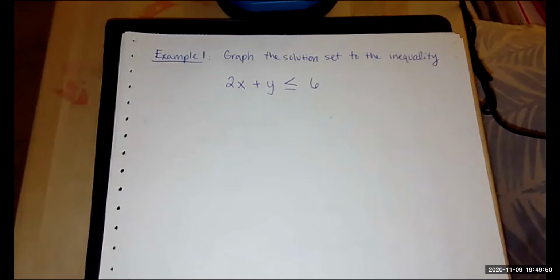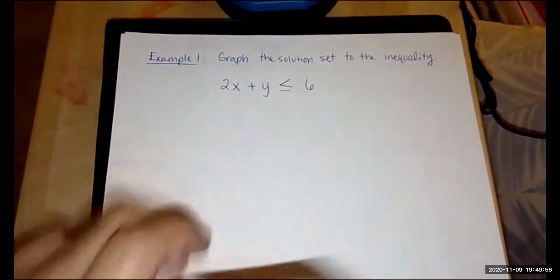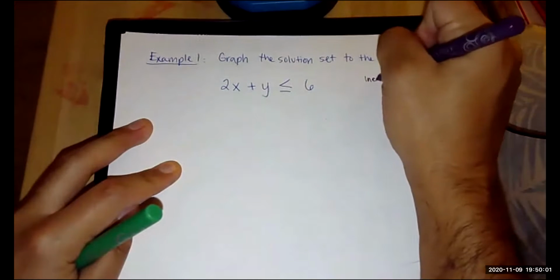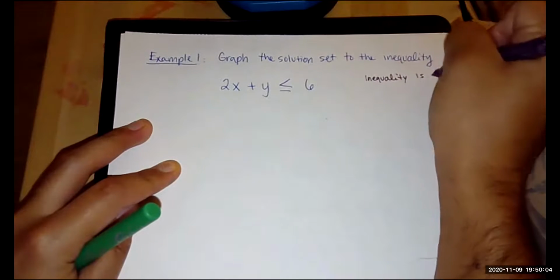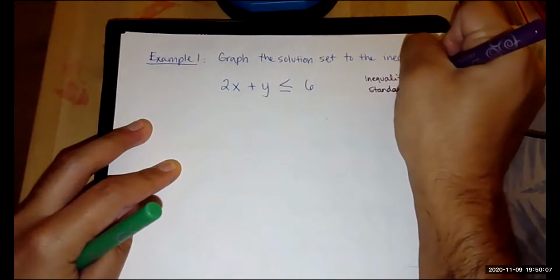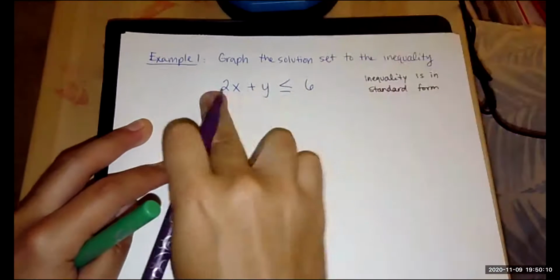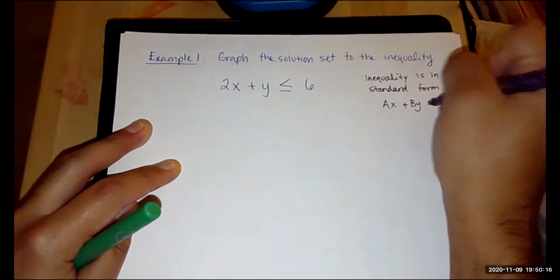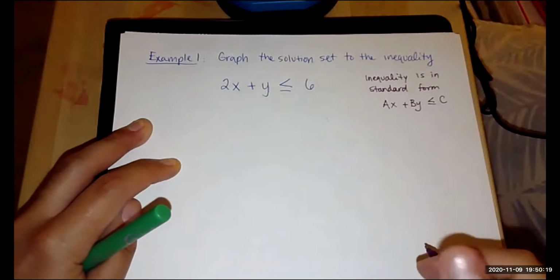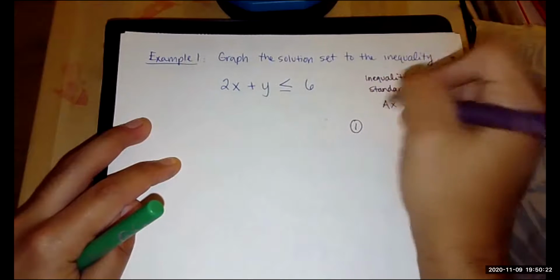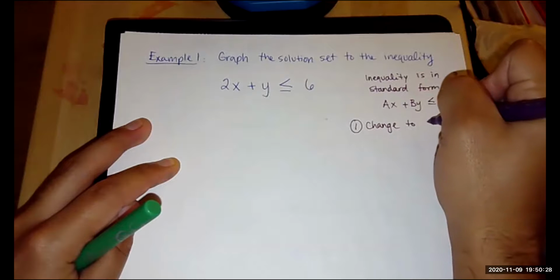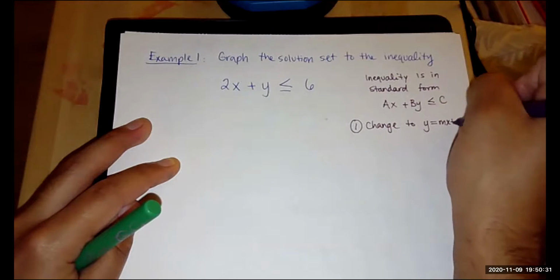Okay, and so I'm just going to give you one general method that's going to help you graph this. So first, this inequality is given to you in standard form. So that means your x and your y are on the same side. You have ax plus by is less than or equal to c. The first step is going to be to change this to y equals mx plus b form.